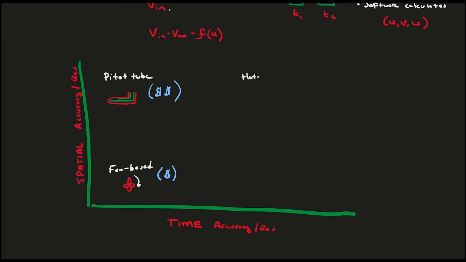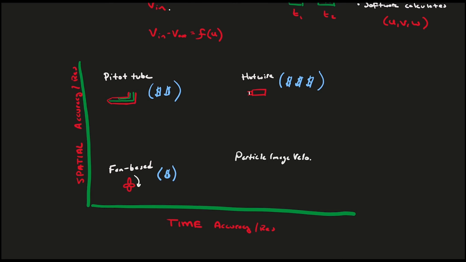Next, you'll find the hot wire, which can be very highly resolved and accurate in space and time. The wire can get down to mere microns in size, so it can measure very small and very fast flow structures. These are typically thousands to tens of thousands of dollars.